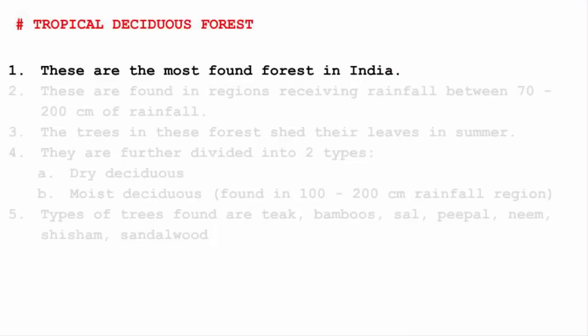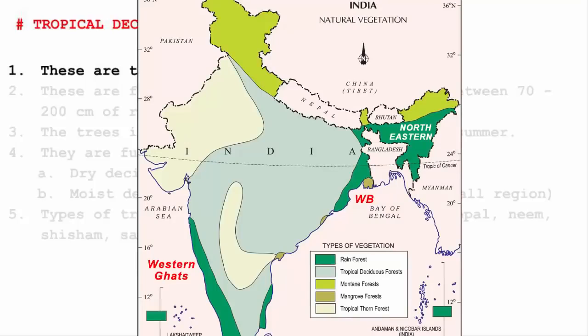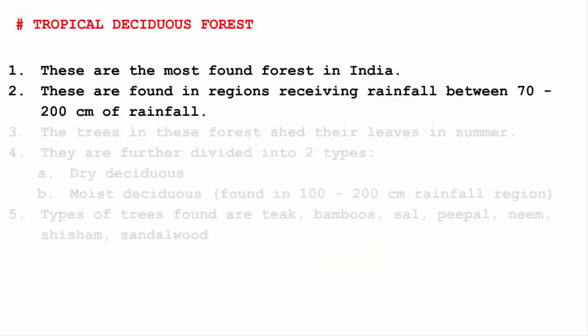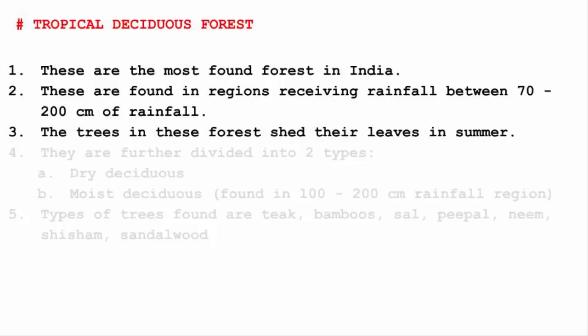Now let's read about the next forest, tropical deciduous forest. So these are the most found forests in India. Now if you look at this map, the majority portion of the color grey is what tropical deciduous forests represent. So these type of forests are found in regions that receive rainfall between 70 to 200 centimeter. The trees in this forest shed their leaves in summer. So if you see, the meaning of deciduous itself is shedding their leaves. Therefore it's pretty easy to understand that these type of forests will have trees that shed their leaves in summer.